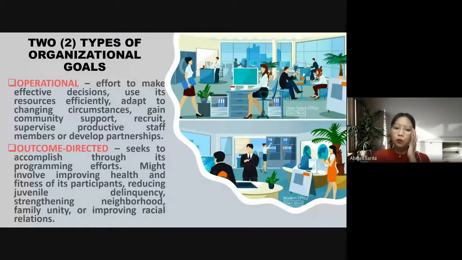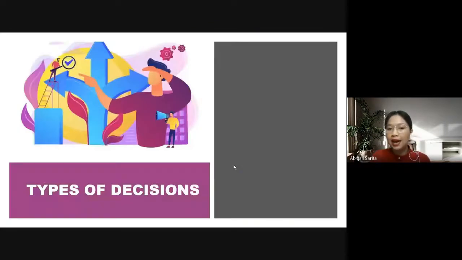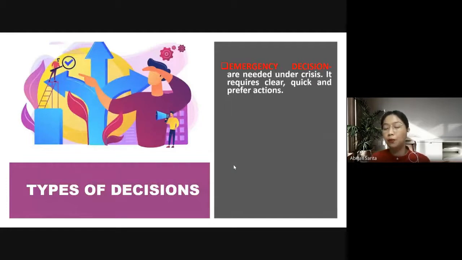Moving forward, we have types of decisions, class, in management. First is emergency decision. When we say emergency decision, these are decisions needed under crisis. It requires quick and preferred actions. When we say emergency decision, kailangan mabilis yung pag-come up mo ng gagawin, yung actions.